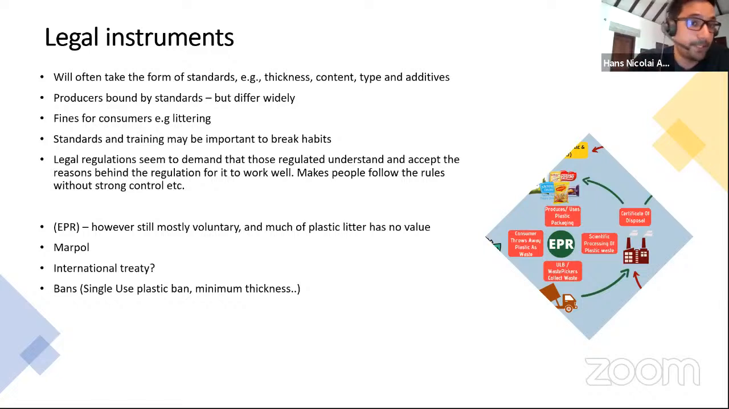You can also impose fines for littering, and the most popular example, and maybe Valentina will go a little bit more into that, is the EPR, the Extended Producer Responsibility, which is mostly voluntary as of now, and which faces a lot of issues as well. Then you have the MARPOL, which is an international treaty to reduce waste from the shipping industry and open ocean dumping. This is one of the key things that I think will develop over the next few years. It's an international treaty. Because bans don't really work. There has been a lot of experience on that, and there are a lot of issues around that.